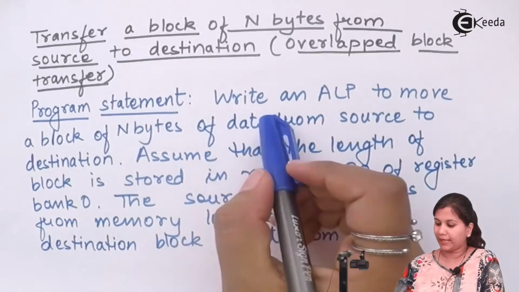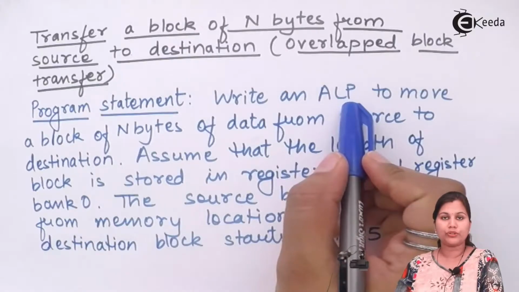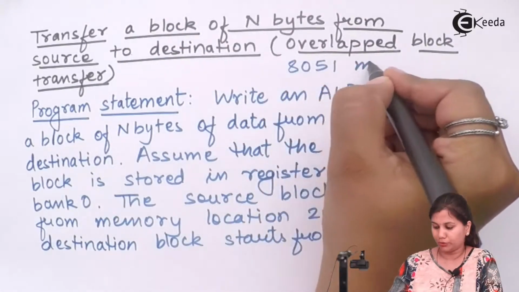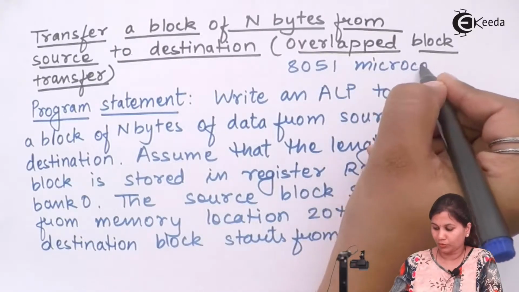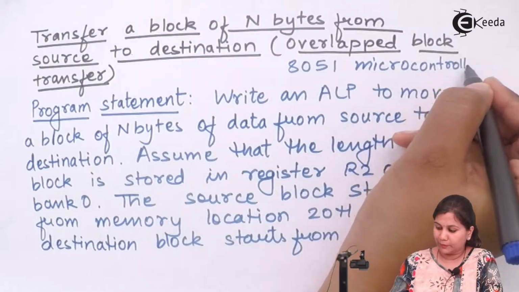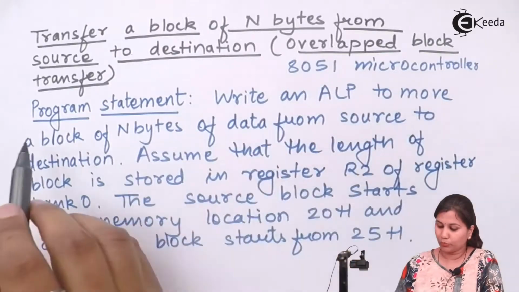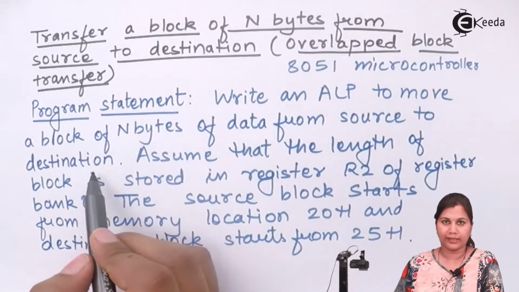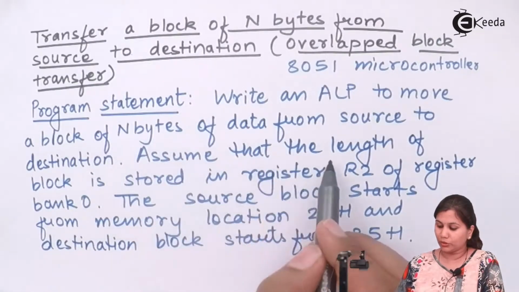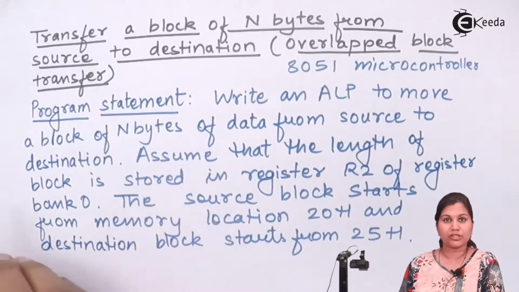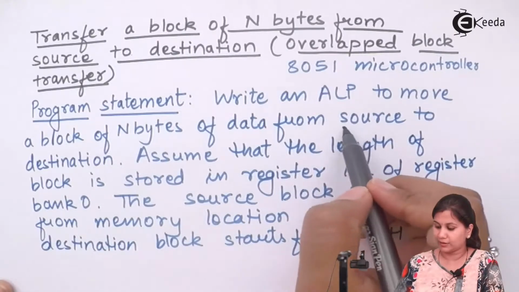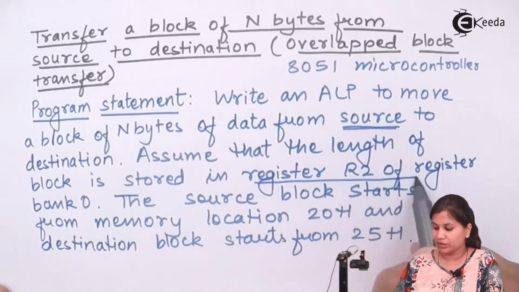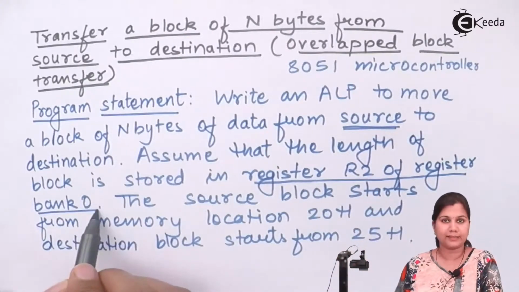So we have to write an assembly language program using the instructions of 8051 microcontroller. And this program is to move a block of n bytes of data from source to the destination. Now here we have to assume that the length of the block which is at the source memory location is stored in register R2 of register bank 0.